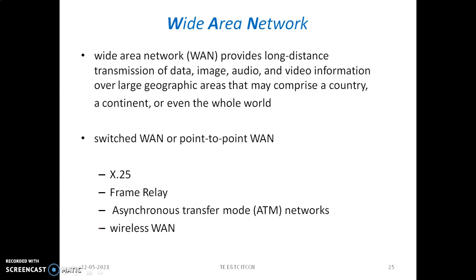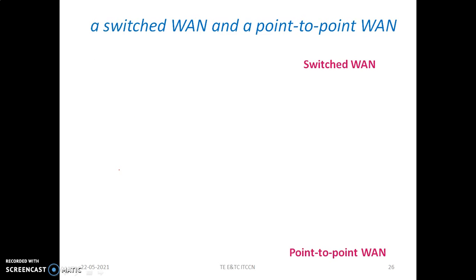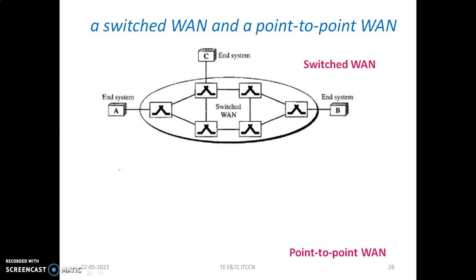Wide area networks can be categorized or configured as switched wide area networks or point-to-point wide area networks. So these are some examples of the WAN: X.25, frame relay, asynchronous transfer mode networks, and wireless WAN. So here two are shown.